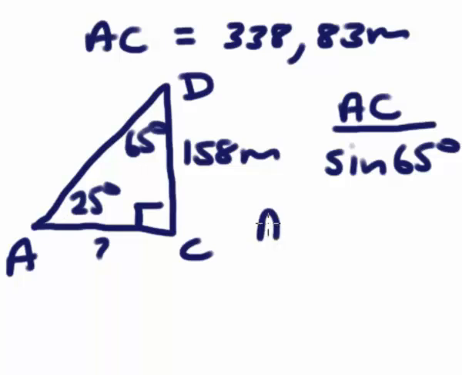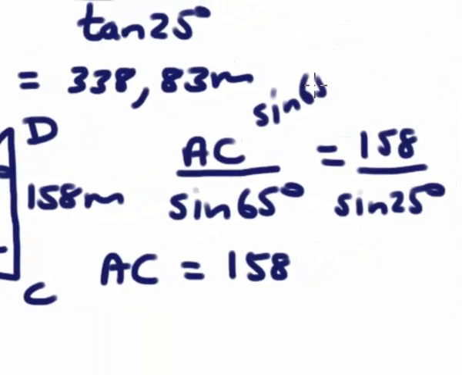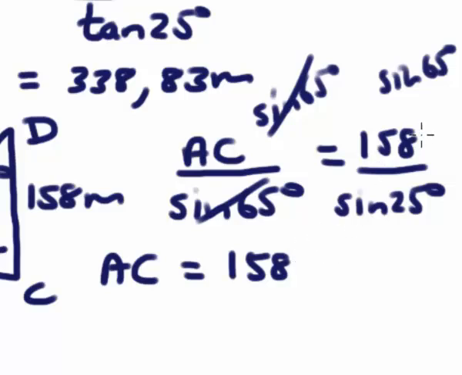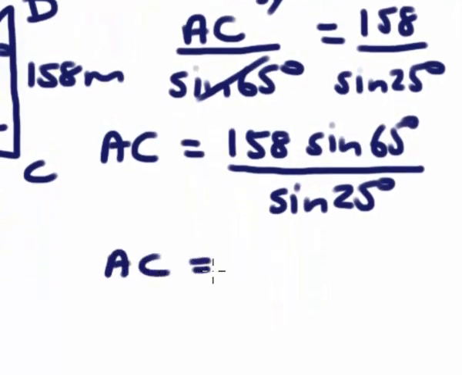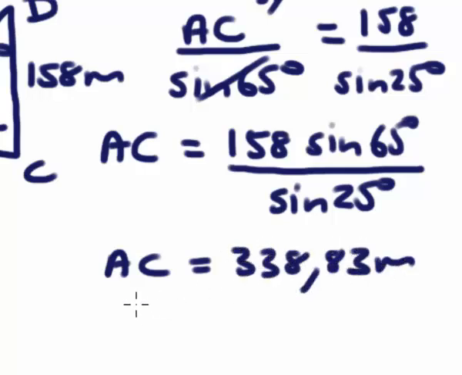So let's do some cross multiplying. Let's multiply both sides by sine 65, and of course it would cancel here. There's sine 65 and sine 65, and those cancel, and you're left with 158 multiplied by sine 65, all divided by sine 25. Now work this out in a calculator, and guess what? You get exactly the same. So there's the length of AC.